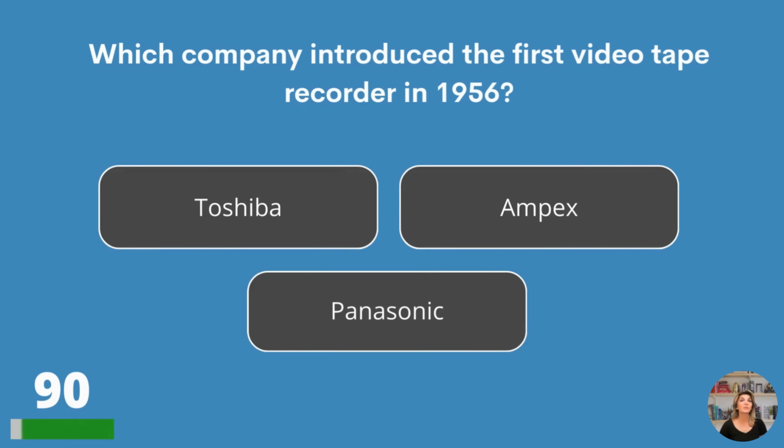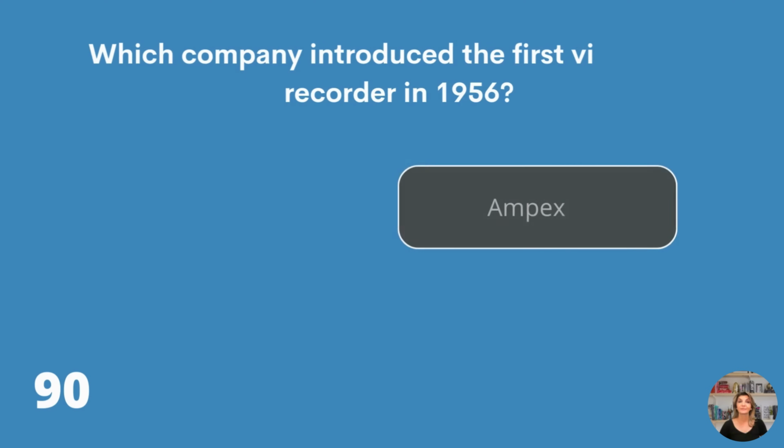Which company introduced the first videotape recorder in 1956? Toshiba, Ampex, or Panasonic? Ampex.